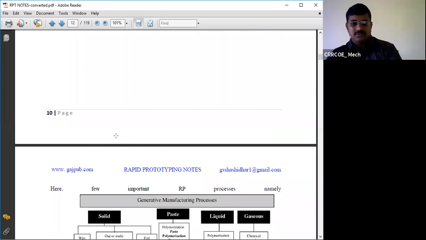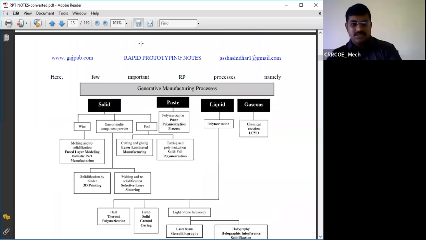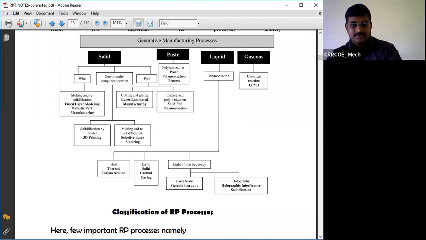Classification. So a detailed classification is given here. Generative manufacturing process. All these techniques. Material form: this is wire. This is multi.